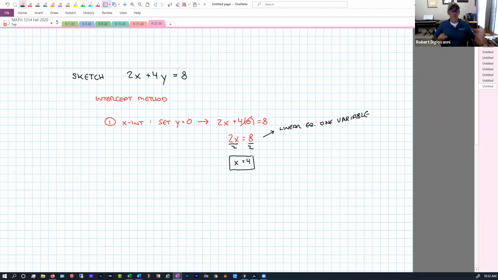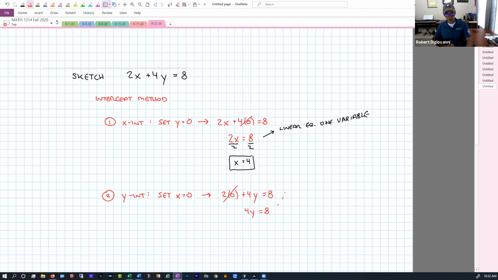So here's what I know. This line hits the x-axis at 4. Okay, so I've got one of the 2 points now. Now I go to the second part. I want to find the y-intercept. To do that, I set the x to 0. I rewrite the equation, replacing x with 0. This time, this first part goes away, and you're left with 4y equals 8.